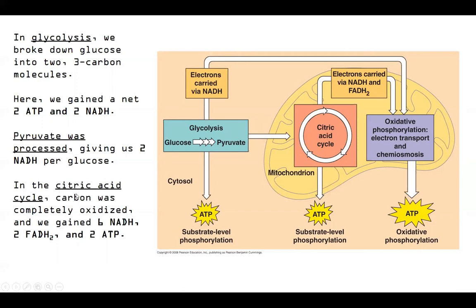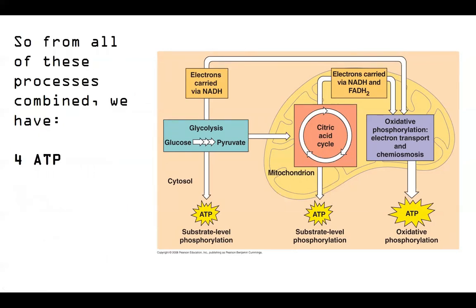In the citric acid cycle, we get an additional 6 NADH, 2 FADH2, which is an alternative electron carrier, and 2 ATP. So this is going to give us a combined 4 ATP. Remember, these are those bonus ATP, so we're not at the payoff yet. We also have 10 NADH, which we'll be using today, and 2 FADH2. These are the really important payouts that we've gotten from all of the processes we've talked about up until now.